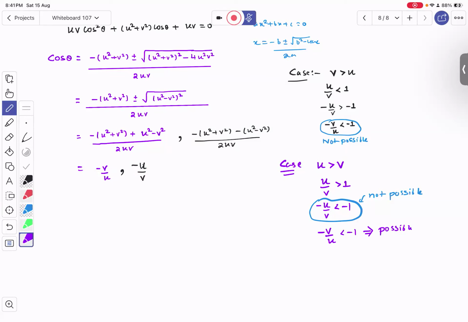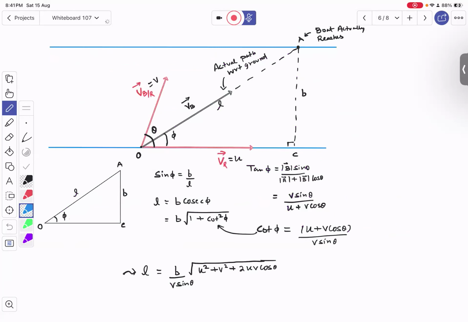So this case, the case when the speed of the river is less than the speed of the boat with respect to the river. Just to cross-verify, let's find the value of tan phi. How much will tan phi be, tell me? We know the answer actually, we are just cross-checking it.